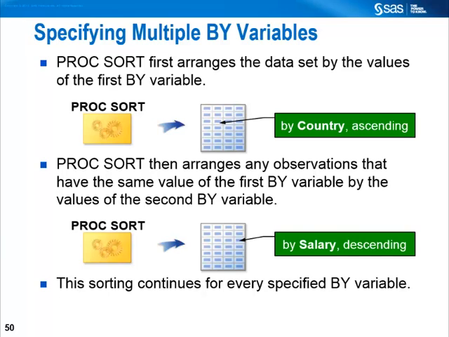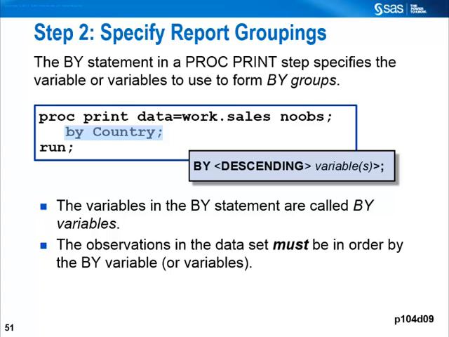Specifying multiple by variables. We can use multiple by variables. Proc sort first arranges the dataset by the values of the first by variable, and then arranges any observations that have the same value of the first by variable by the values of the second by variable. This sorting continues for every specified by variable.